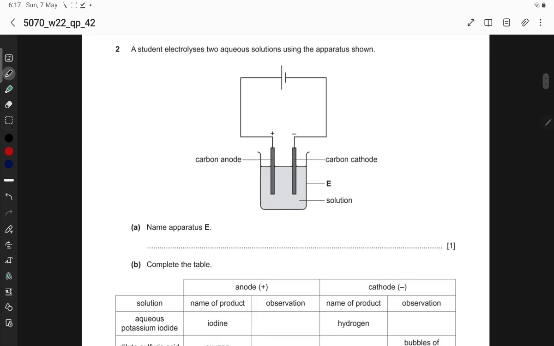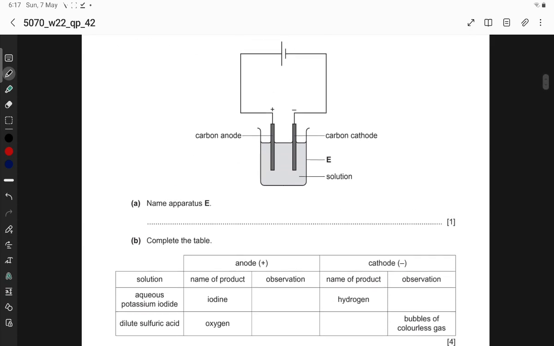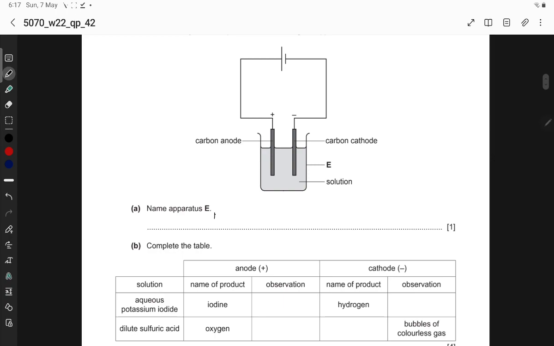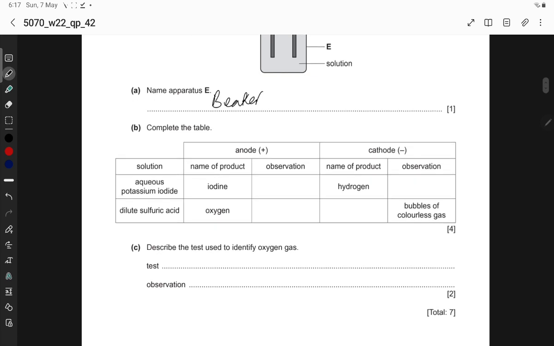Question number 2. A student electrolyzes two aqueous solutions using the apparatus shown. Name the apparatus E. Beaker. Complete the table. Iodine, observation: brown liquid. Oxygen, bubbles of colorless gas. Hydrogen, bubbles of colorless gas.